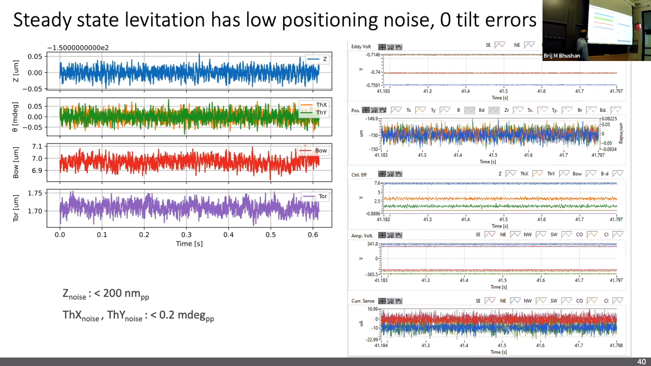These are the results when I'm just levitating the floater stably at a given air gap. What is the noise level? In the Z direction, our noise is less than 200 nanometers peak to peak. And in theta X and theta Y, we are less than 0.2 millidegrees peak to peak.